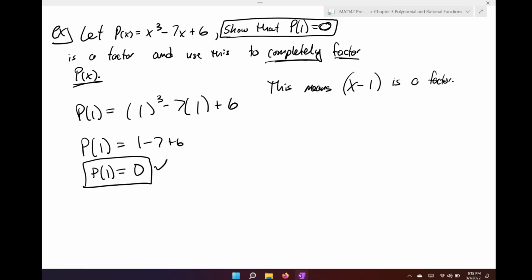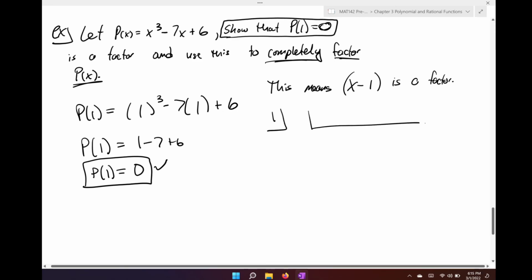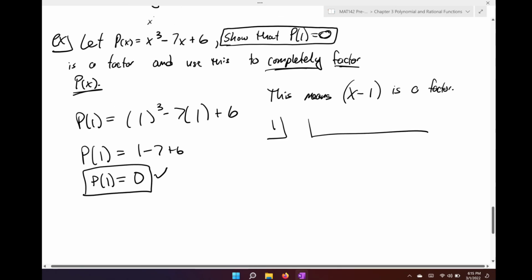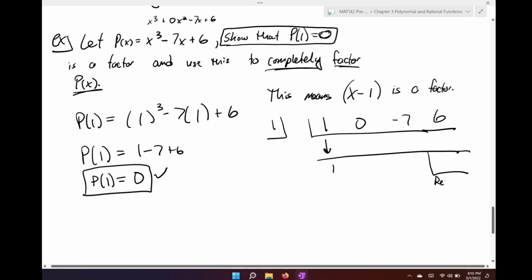How do we find those other ones? Well, let's just use synthetic division here. So remember, we're missing a term, so I'm just going to write x to the third plus 0x squared minus 7x plus 6. This is going to give me 1, 0, negative 7, 6. Now, we can drop down the 1. In this box on the far right-hand side, you can write the word remainder, and I can already put a 0 in there. I know it's going to be 0, because the remainder theorem showed us that p of 1 equaled 0.